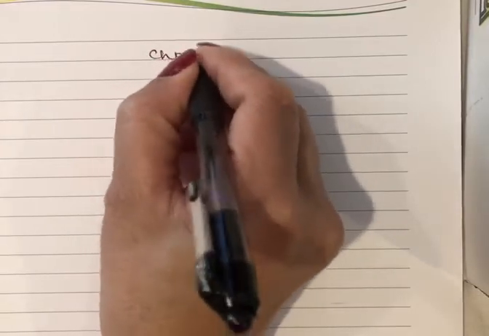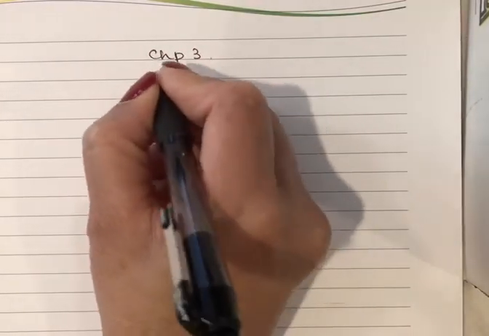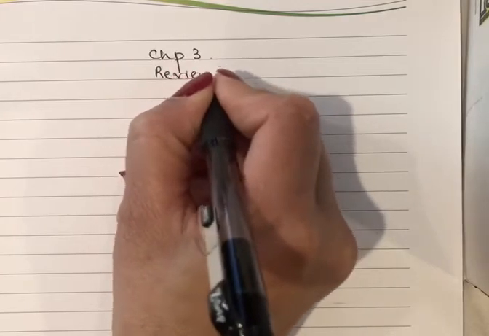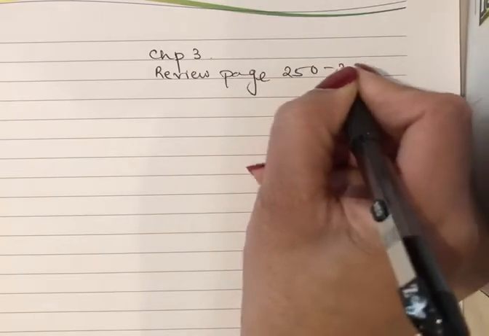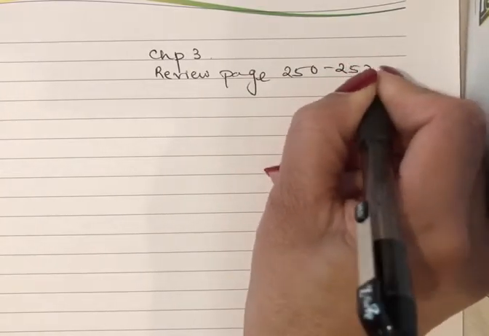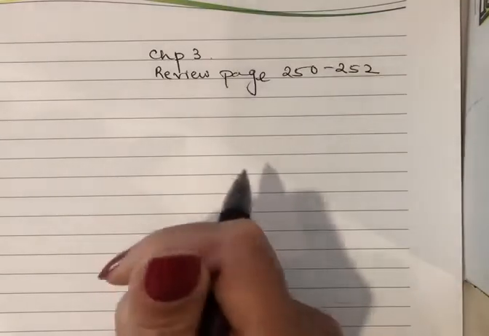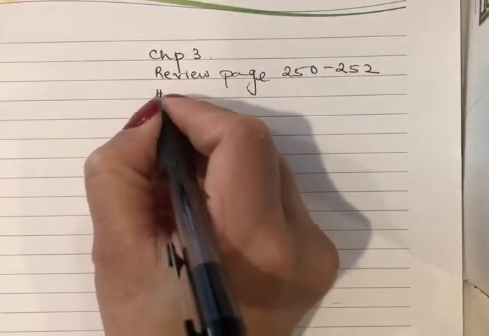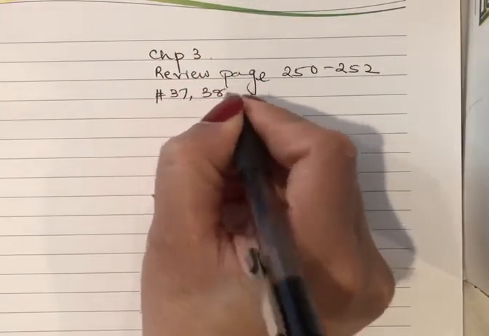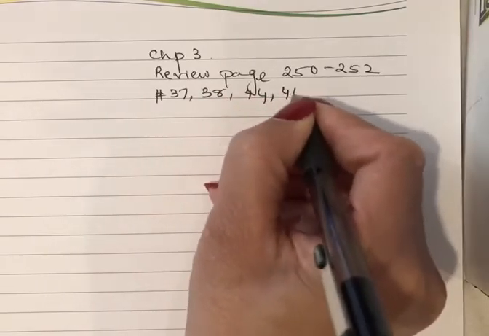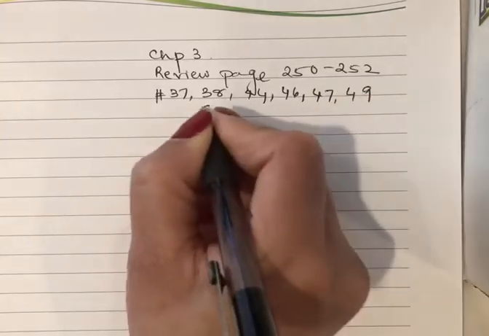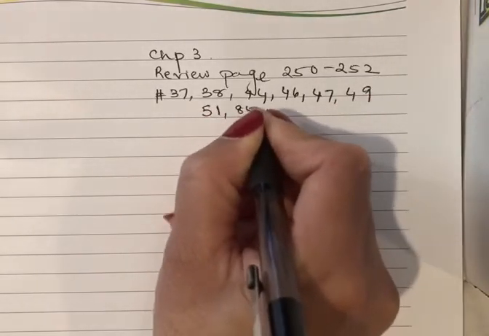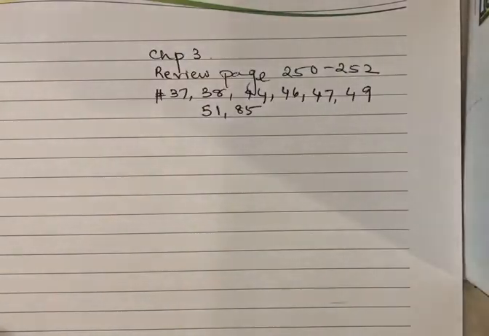Today we are going to be working on chapter 3 and we'll be working on review problems on pages 250 and 252. The numbers of the problems that we are going to be working are number 37, 38, 44, 46, 47, 49, 51 and 85. Let's get started.